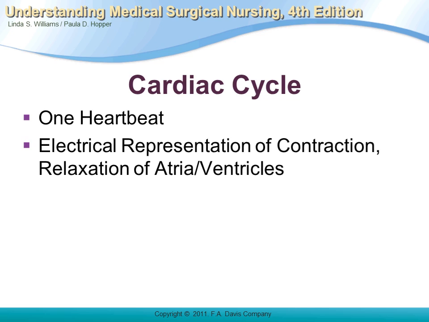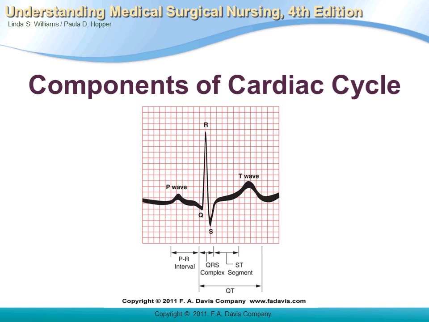The cardiac cycle is one heartbeat, and it's the electrical representation of contraction and relaxation of the atria and ventricles. So these are the components of the cardiac cycle. We've got the P wave right here, then the QRS complex, and then the T wave. And we measure different things on the cardiac cycle.